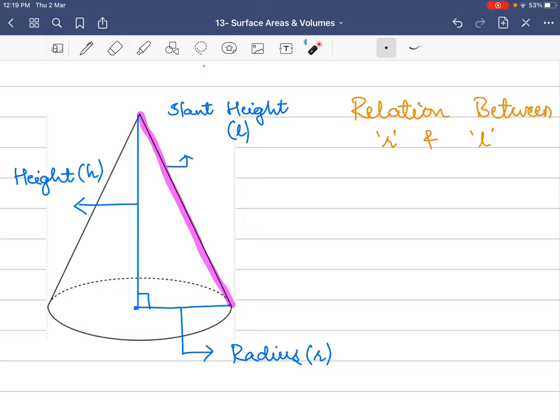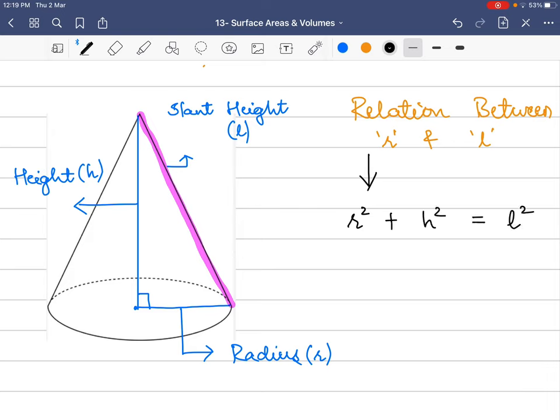In fact, you can guess it. We are going to use the Pythagoras theorem to establish a relationship between h, r and l. Why can we use the Pythagoras theorem? Simply because this is a right angle triangle. So in every right angle triangle, the Pythagoras theorem is applicable. So the relationship between r and l is going to be something like this: r square plus h square is equal to l square.